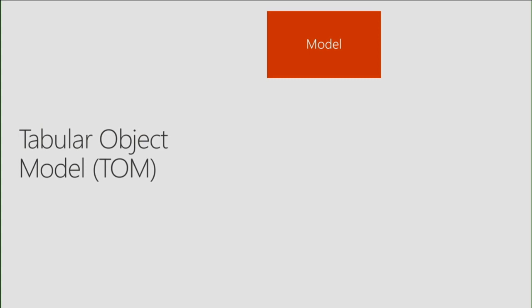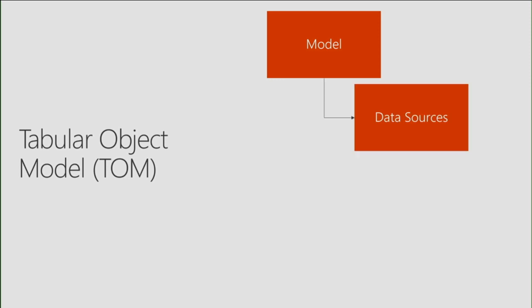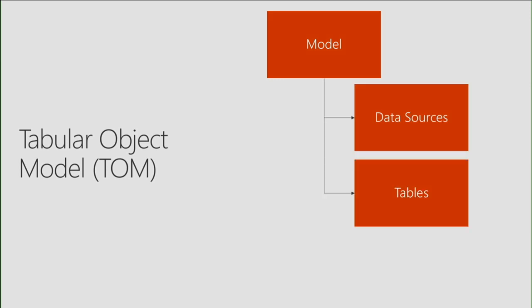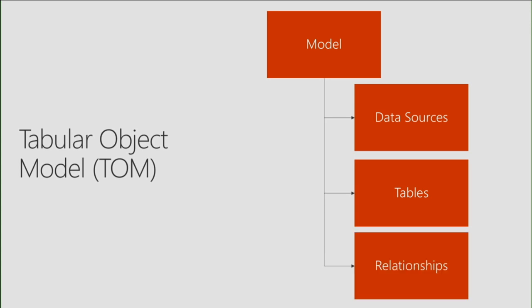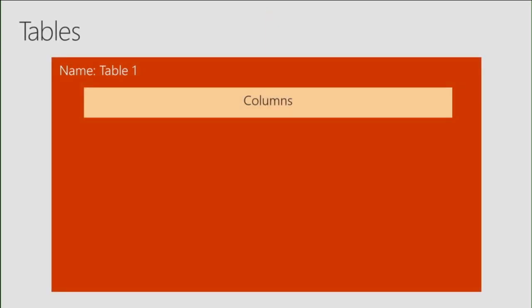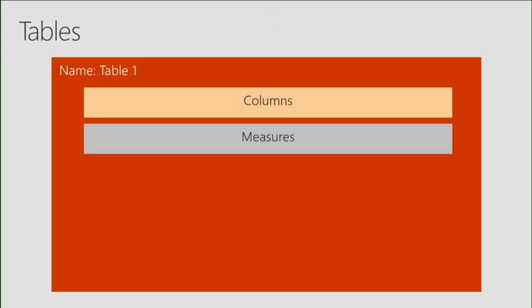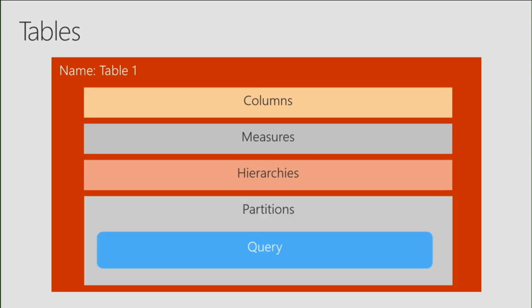If you're not familiar with the tabular object model, it basically starts out like this. You have a model. That model might have data sources. Probably has data sources. Probably has tables. And we'll have relationships between those tables, and a few other things. Within a table itself, tables have columns. Tables have measures. Tables have hierarchies. Tables also have partitions. Now, if you're using Power BI, you're going to have one partition.